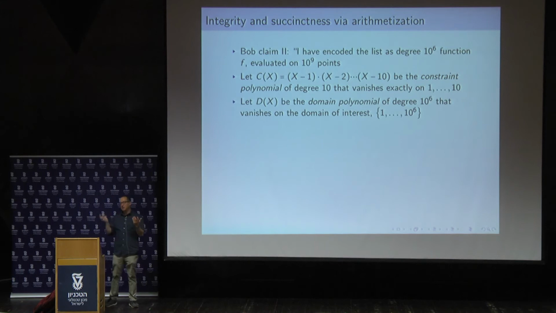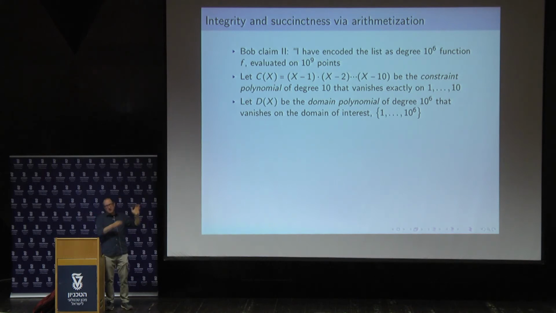So it's like a fancy way of checking for a particular entry whether it is okay. The other polynomial is this domain polynomial. It's a much larger size polynomial, exactly the same kind as C, but it vanishes on 1,000,000 points, the points 1 to 1,000,000. So it's defined the same way, but it's a product of many, many more terms.